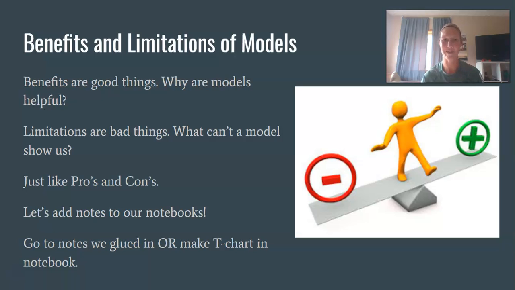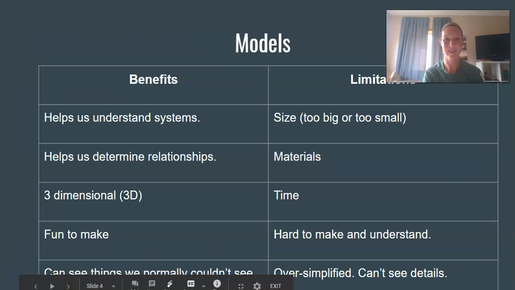If you're a cohort kid, we have glued in notes. If you are a full distance kid, we are going to make a little T-chart in our notebook for this. So again, on this next page is what we will need to copy down into our notes. For models, some of the benefits, some of the good things, is that it helps us understand systems.